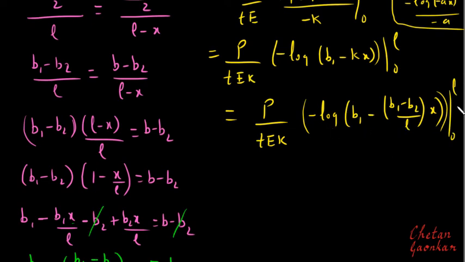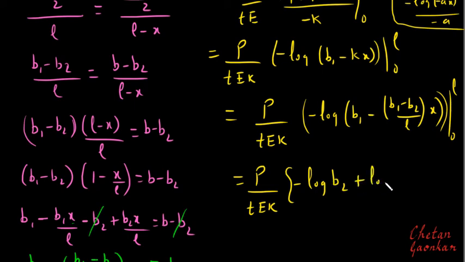Now finally at this stage, if I start substituting L and 0, I will get these terms as P divided by TEK, and I will get this as minus log of B2 plus log of B1. So you can try this. Just substitute X as L, then this L and this L will cancel out, this B1 and this B1 will cancel out. I will get log of B2, and the sign will be minus. Similarly, when you substitute X as 0, this term will become plus, and this term will become 0, so I will get basically log of B1. So this is what I will get.